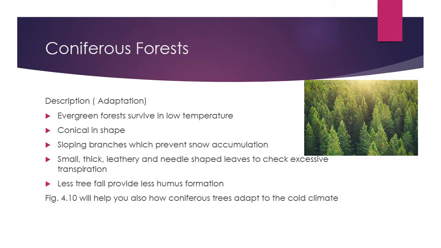If we discuss the adaptation of coniferous forests, we can see that northern areas of Pakistan receive plenty of rainfall. This high amount of rainfall is very supportive to the growth of evergreen forests, which can survive in low temperature. These coniferous forests are conical in shape. Their sloping branches prevent snow accumulation. Their small, thick, leathery and needle-shaped leaves check excessive transpiration in these areas.